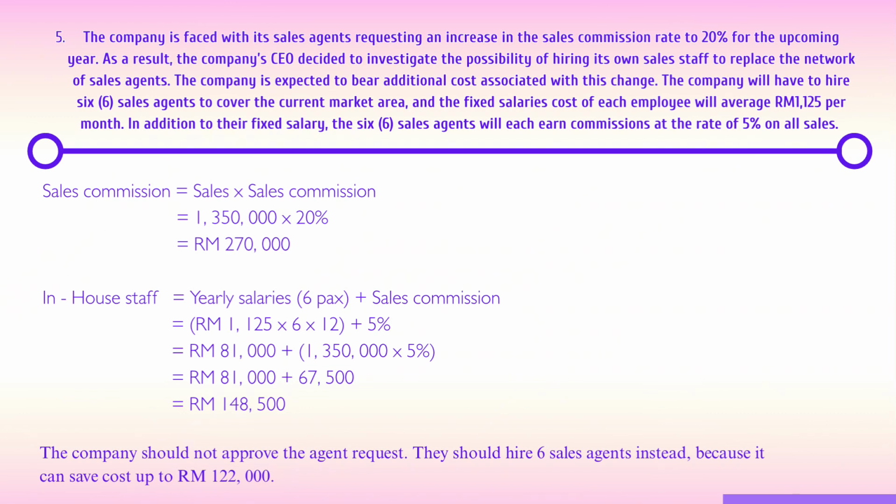Alternatively, the company can hire 6 in-house sales staff. Each employee receives a fixed salary of 1,125 ringgit per month, which results in a total annual salary cost of 81,000 ringgit. In addition, they will earn a 5% commission on sales, which equals 67,500 ringgit. Therefore, the total cost of hiring in-house sales staff is 148,500 ringgit per year. Compared to the agent commission, this option can save the company up to 122,000 ringgit. Hence, the company should reject the agent request and hire 6 in-house sales staff instead.